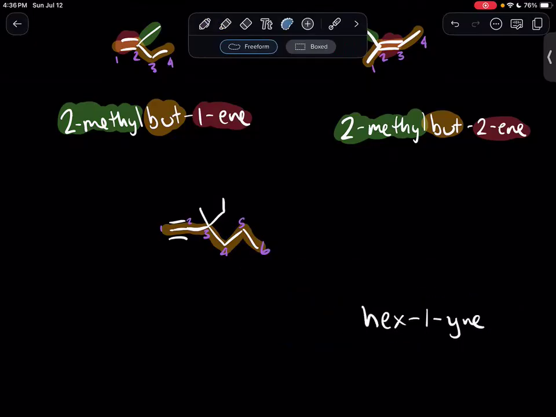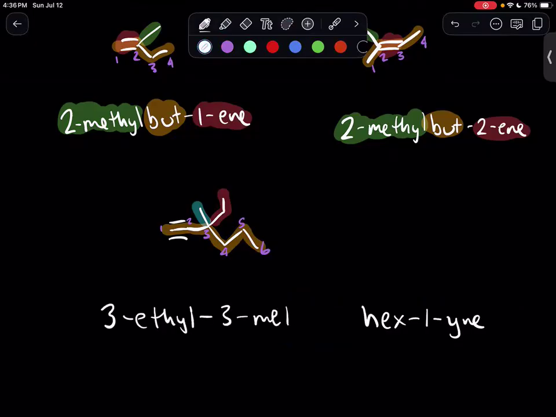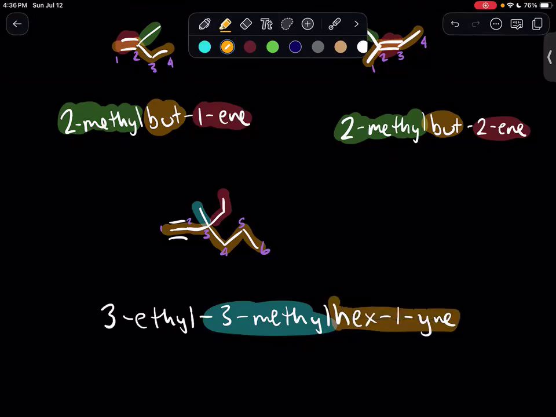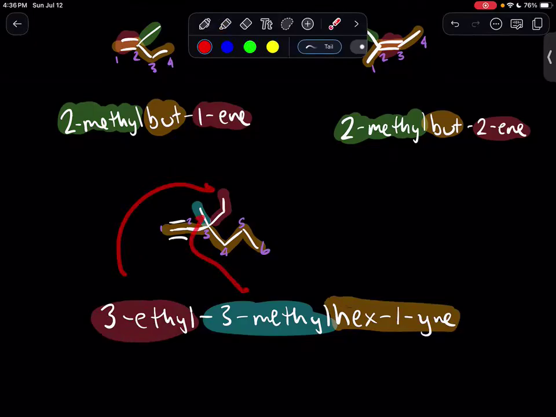And now we have to name our groups. We are, of course, going to name the ethyl group first, followed by the methyl group. So this is going to be 3-ethyl-3-methylhex-1-yne. And I'll go ahead and highlight the constituent parts: methyl, hex-1-yne, and ethyl. So we can see them all referenced here in this diagram.